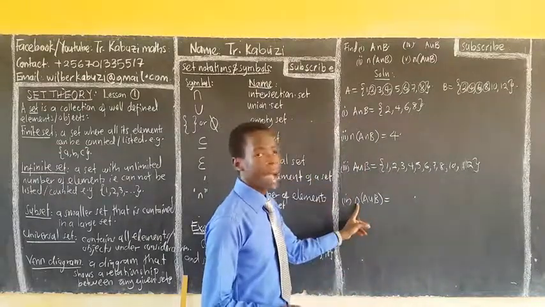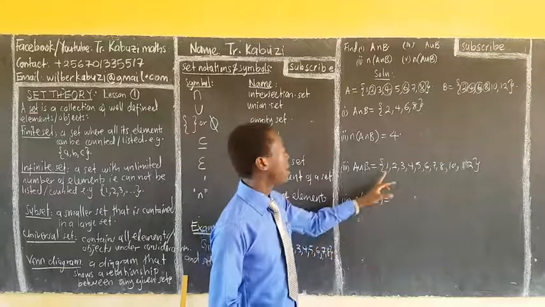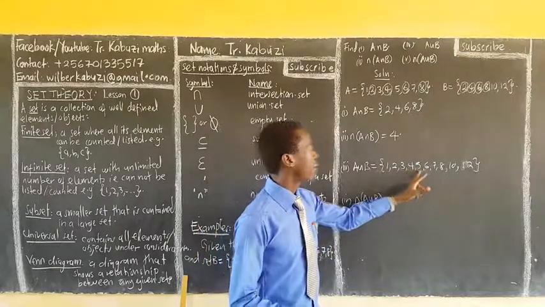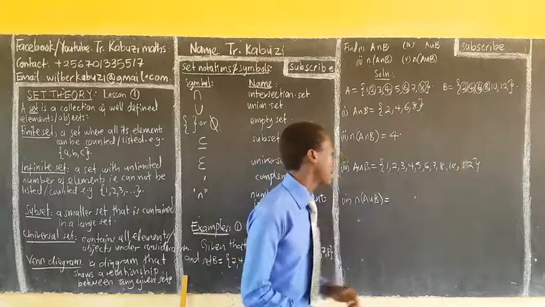Then this symbol means that we are going to count them. So just come and count: 1, 2, 3, 4, 5, 6, 7, 8, 9, 10. So there are 10 elements.